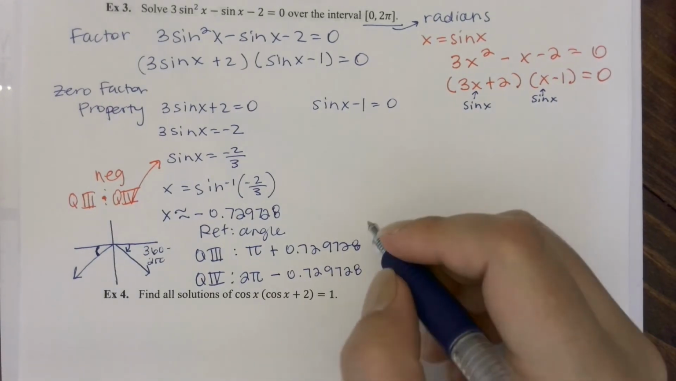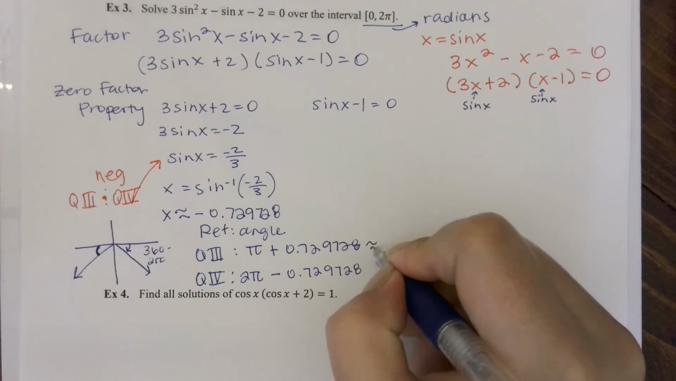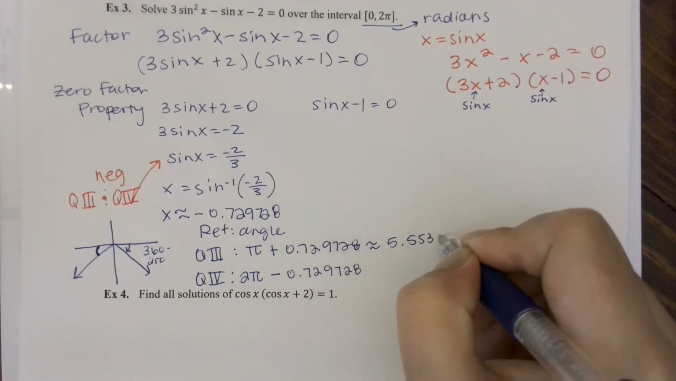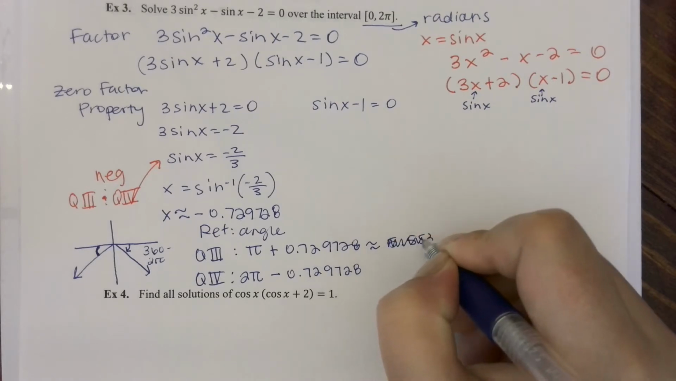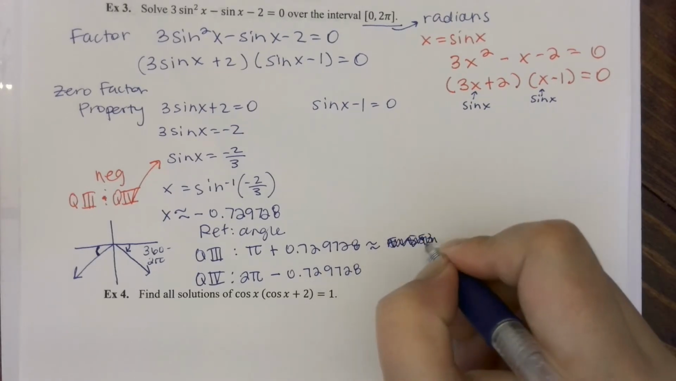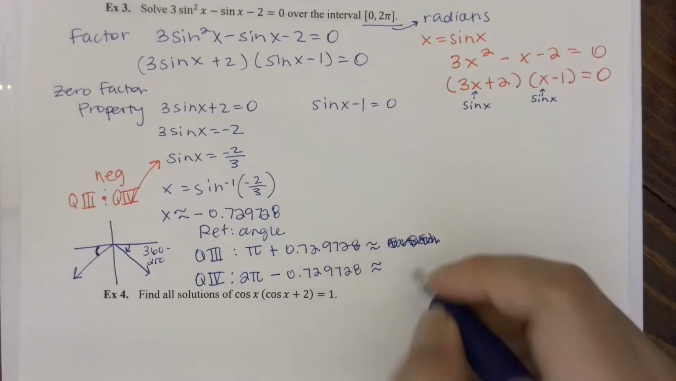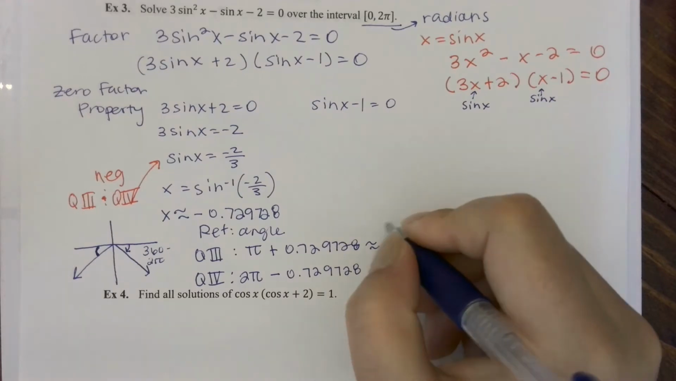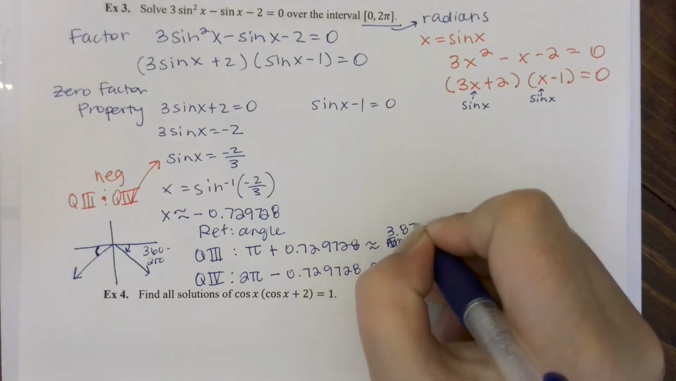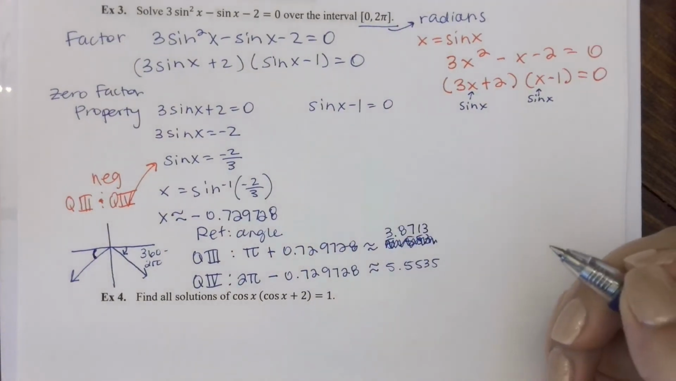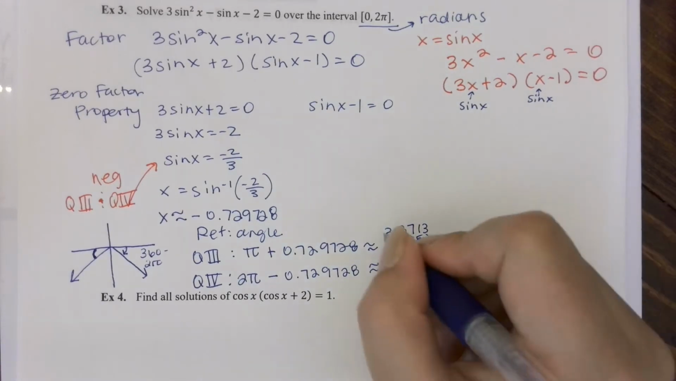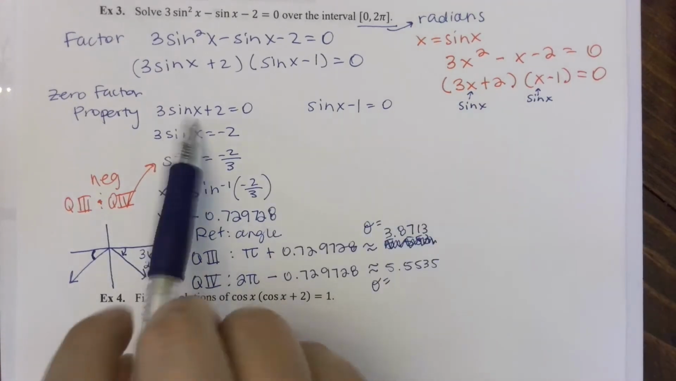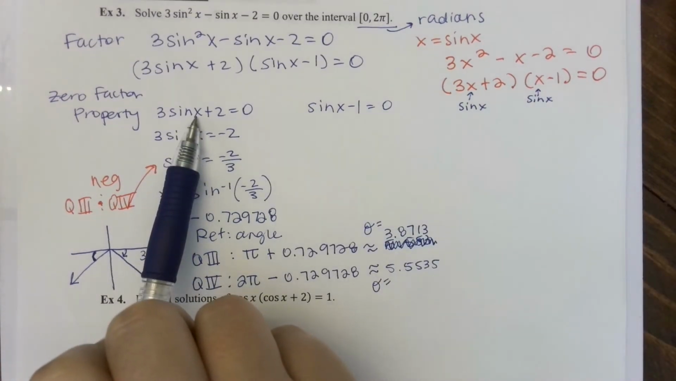Okay, so in quadrant 3, this is approximately 5.55, excuse me, that's this one. Quadrant 4 would be 5.5535, and then quadrant 3 is 3.8713. Okay, so that would be our two thetas that satisfy 3 sine x plus 2 equals 0.